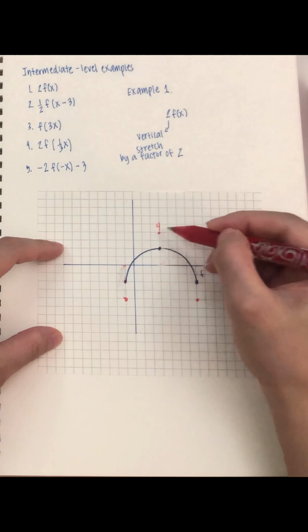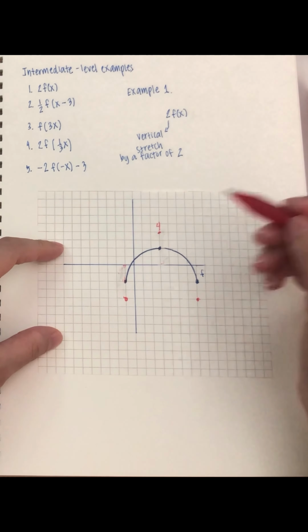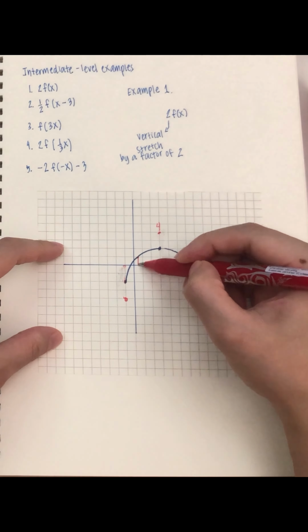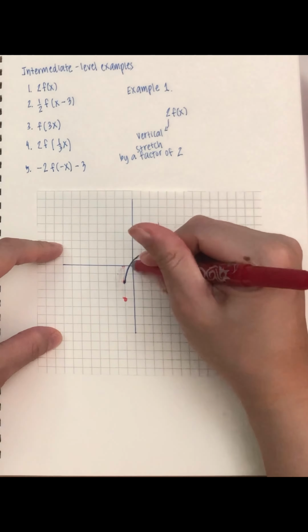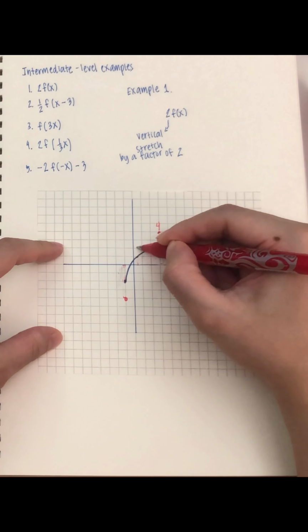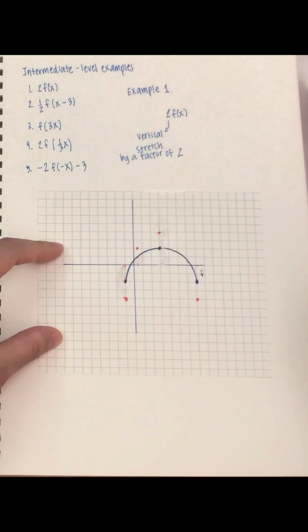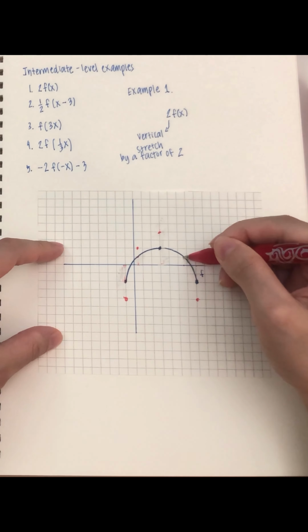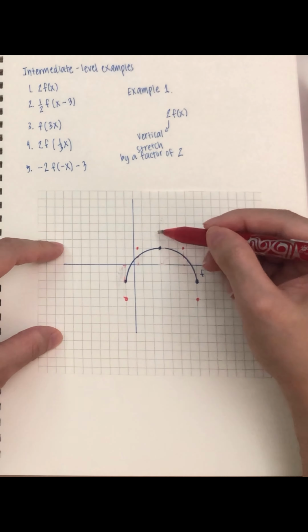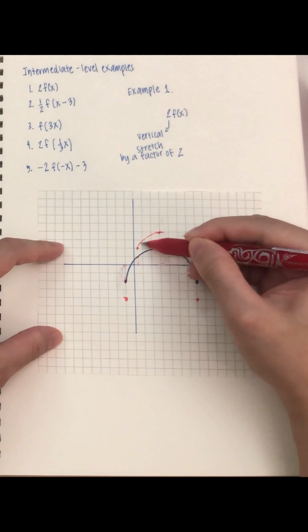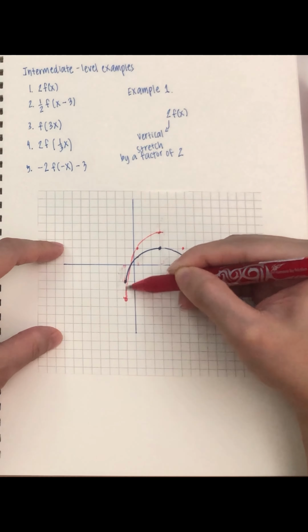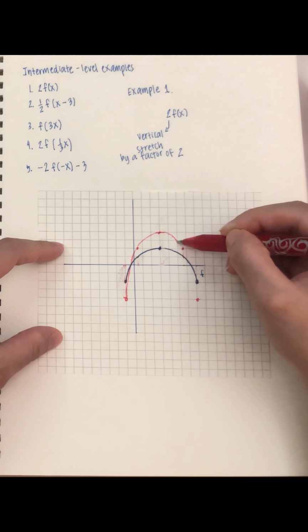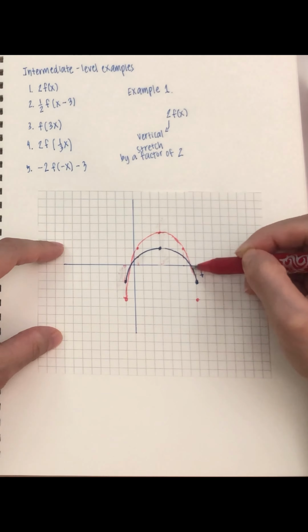Okay, I think we need some more points. This had a distance of 1. And it will now have a distance of 2, right? This has a distance of 1. So it will now have a distance of 2, okay? That's it.